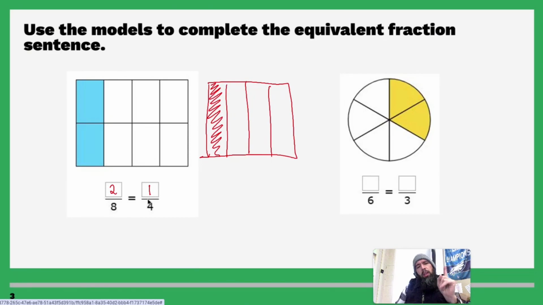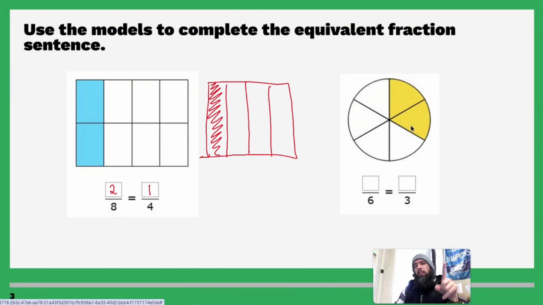Very interesting. If I multiply 1 times 2, I get 2, and if I multiply 4 times 2, I get 8. So if I multiply these numbers by 2, I end up with the same exact fraction, just different numbers. Interesting. I wonder if that's going to mean anything. I don't know. Let's do this again.